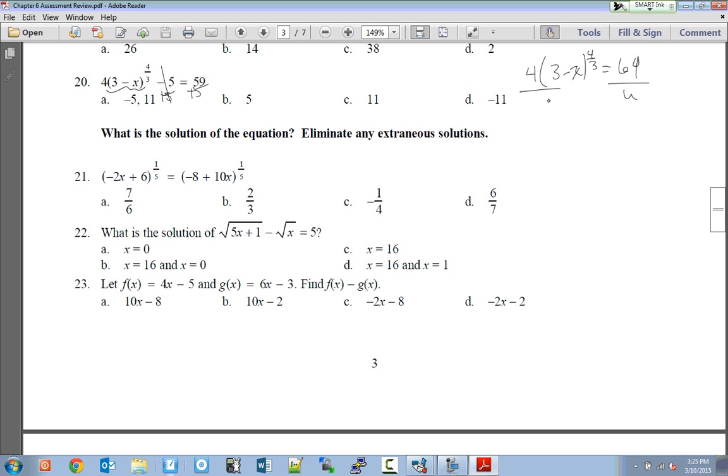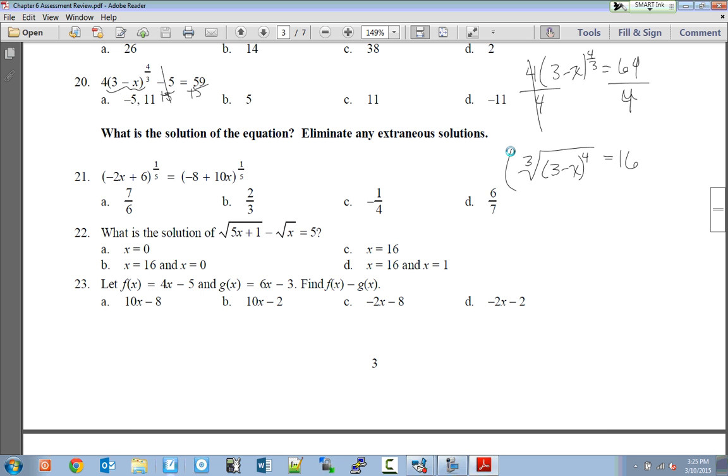We're going to divide both sides by 4. That'll get rid of that. Now this 3 in the denominator means you have a cube root. And then you have 3 minus x. And this 4 in the numerator means that the parentheses are raised to the fourth power. And then, of course, 64 divided by 4 is 16.